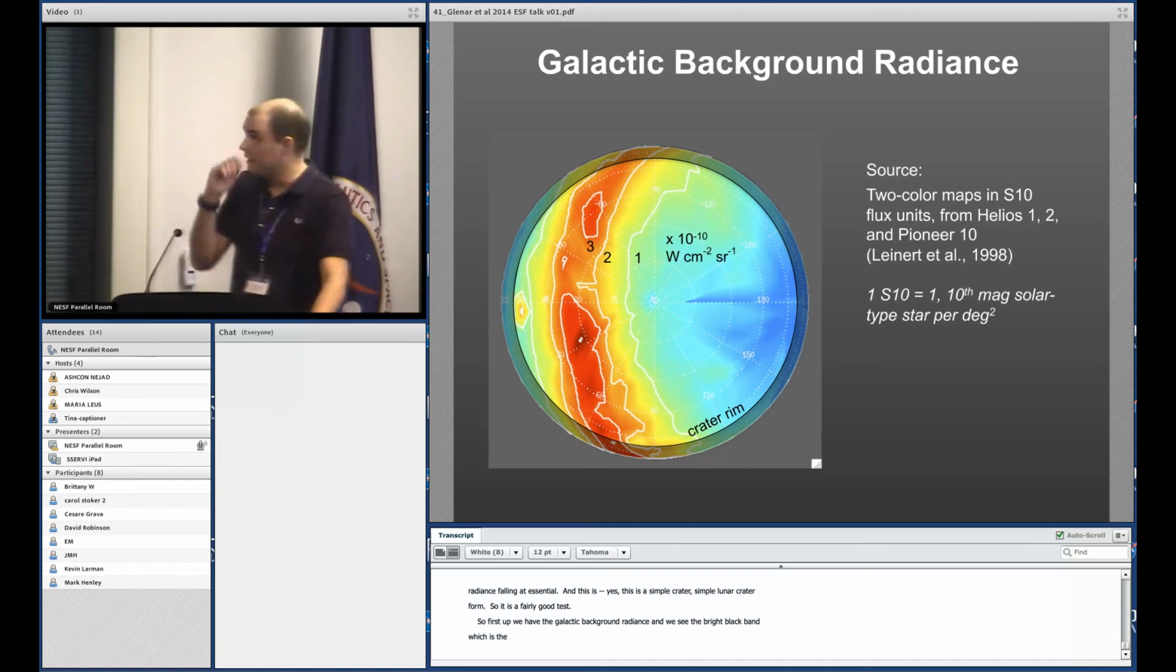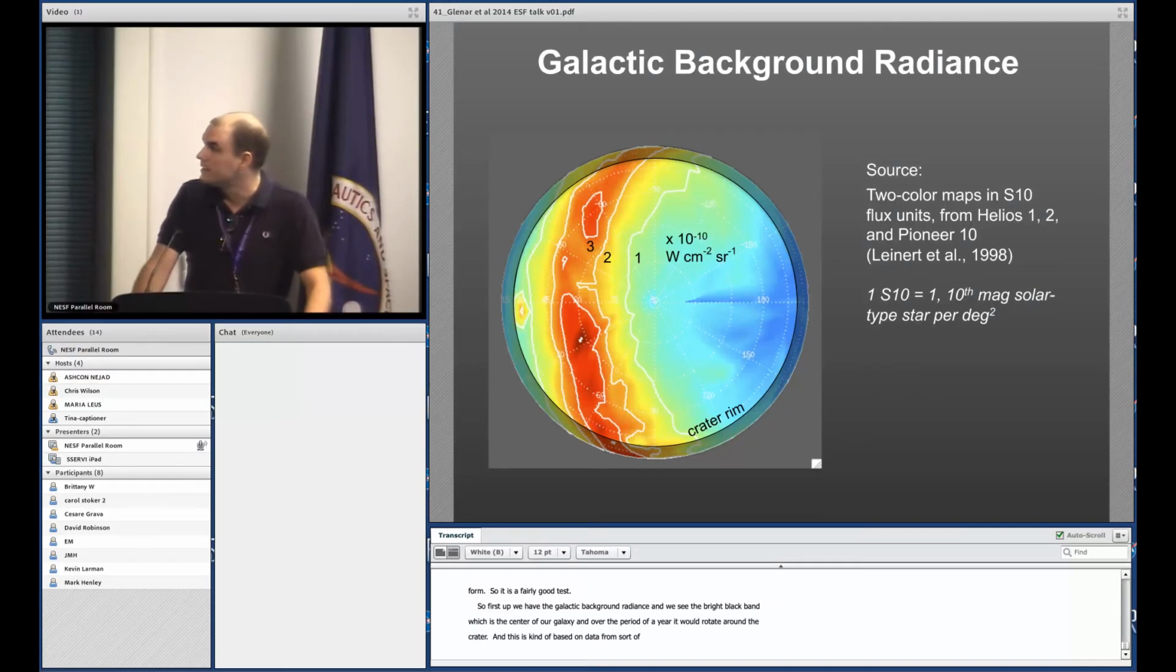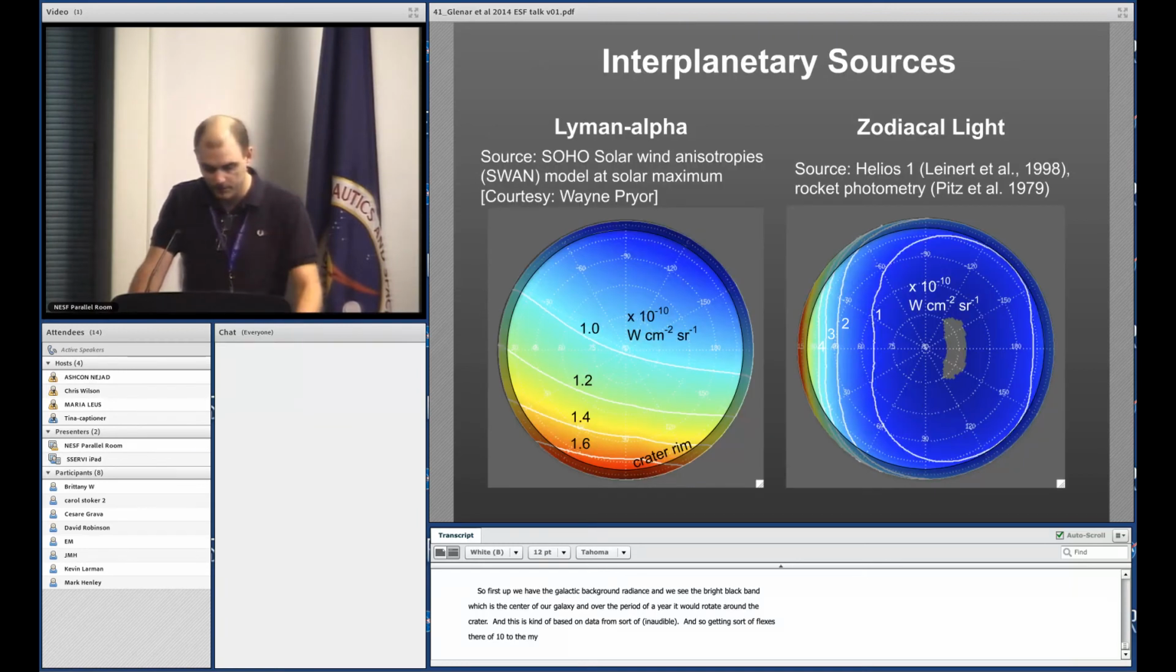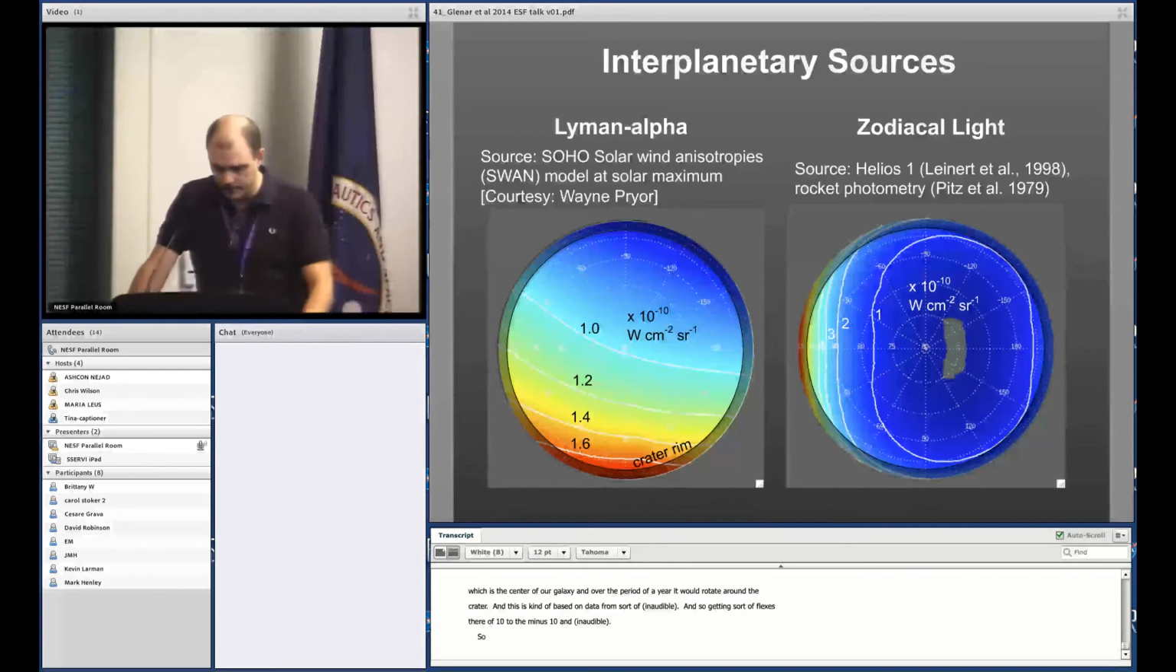So first up we have the galactic background radiance, and you see the bright red band running across the image there, which is basically the center of our galaxy. And over the period of a year, that would rotate around the crater as the Earth moved around the sun. And this is based on data from Helios 1 and 2 and Pioneer 10 from Leinert. And so you're getting fluxes there of about 10 to the minus 10 watts per centimeter squared per steradian.